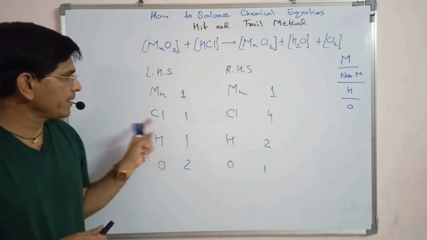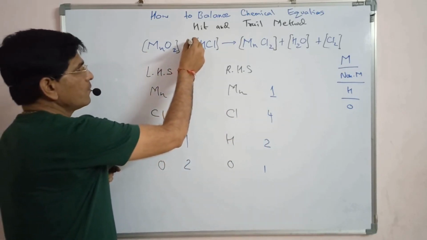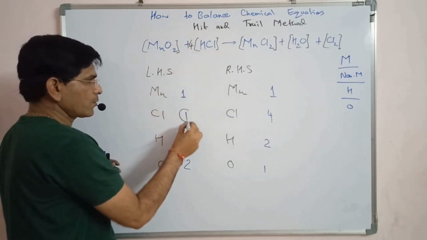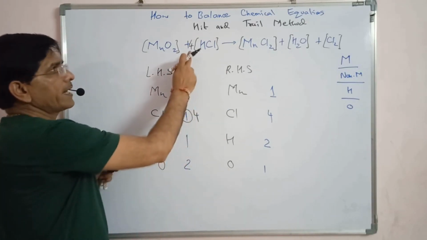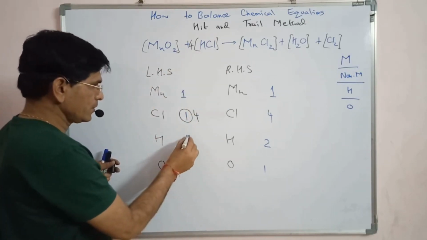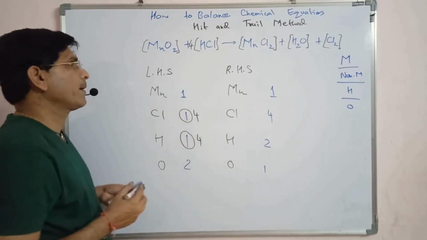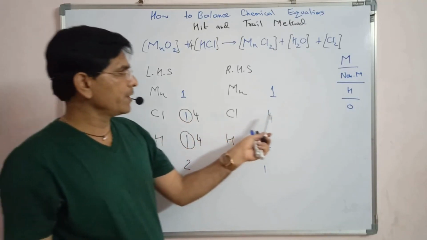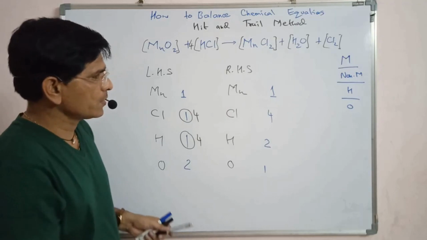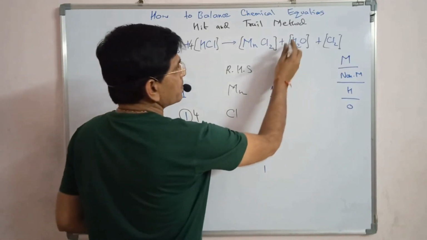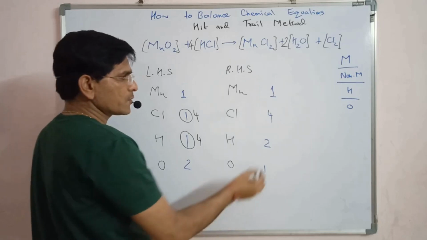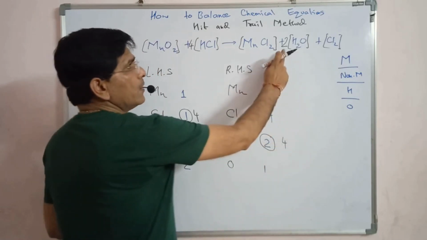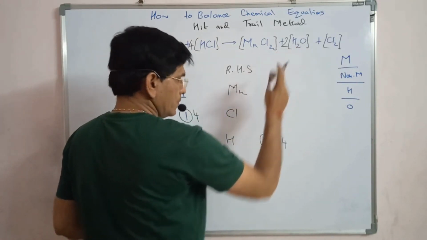So in the reactant, if I want to make 4 chlorine, I have to multiply with 4. If I multiply with 4, so 4 hydrogen and 4 chlorine. So now chlorine is converted into 4. But hydrogen is also now 4. Now if you see, hydrogen is 4 on one side and 2 on the other, chlorine is 4. So again to make 4 hydrogen, I have to multiply with 2. So again 2 changes to 4. Now oxygen is again converted into 2.